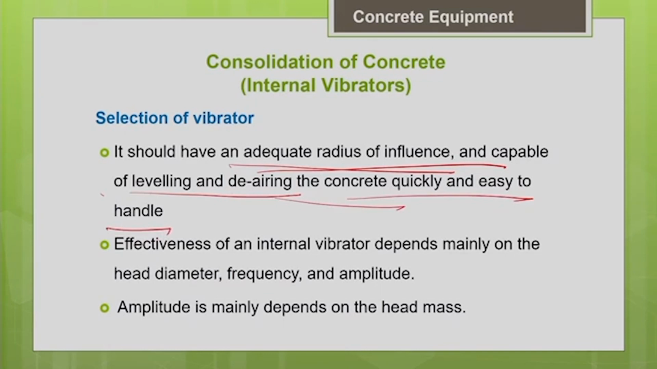The effectiveness of your consolidation depends upon your head diameter, because that decides your radius of action, and also upon the amplitude and the frequency. As I told you, amplitude depends upon the mass of the rotating weights inside the vibrator, and the frequency depends upon the speed of the rotating weights. According to the concrete consistency, you need to vary the amplitude and the frequency. At the job site we are commonly not able to vary them much, but for concrete made in factories you can have much control over the amplitude and the frequency, so that you can control your consolidation.